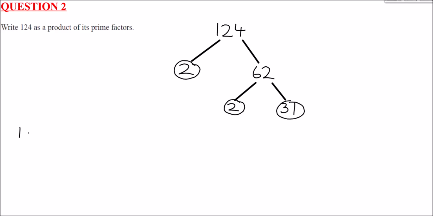So therefore, 124 equals 2 times 2, which we can say is 2 squared, times 31. And that's it, written as a product of its prime factors, which is what we were asked to do. Hence, we've done the question.